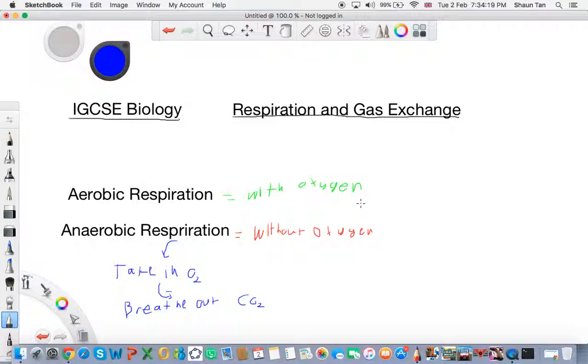And the most important chemical formula to know in this topic is the chemical formula for glucose. The chemical formula for glucose is C6H12O6. That means there are 6 atoms of carbon, 12 of hydrogen, and 6 of oxygen. So this is the glucose chemical formula.